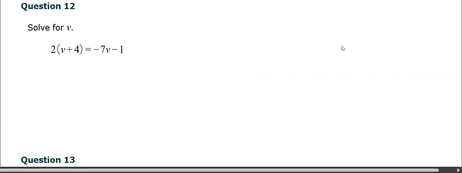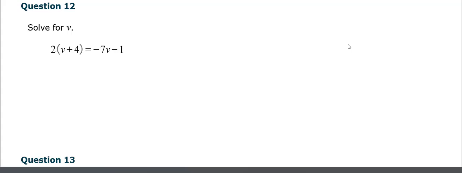Our next problem. Solve for v, and we have 2 times the quantity v plus 4 equaling negative 7v minus 1. So we're going to use the distributive property on the left hand side since that 2 is touching the parentheses. So I multiplied 2 times v, that gives me 2v, and 2 times 4 gives me positive 8. I can't do anything on the left hand side any further, nor can I do anything on the right hand side.